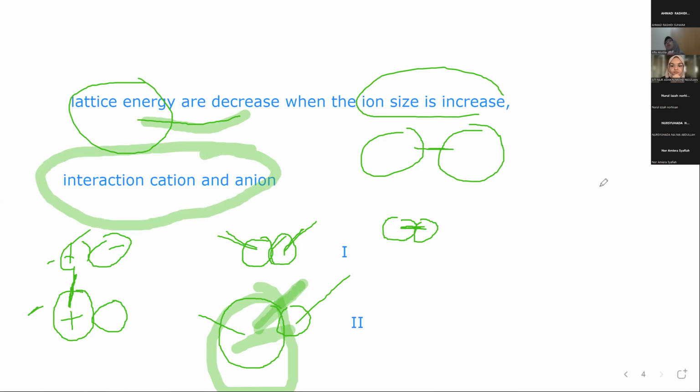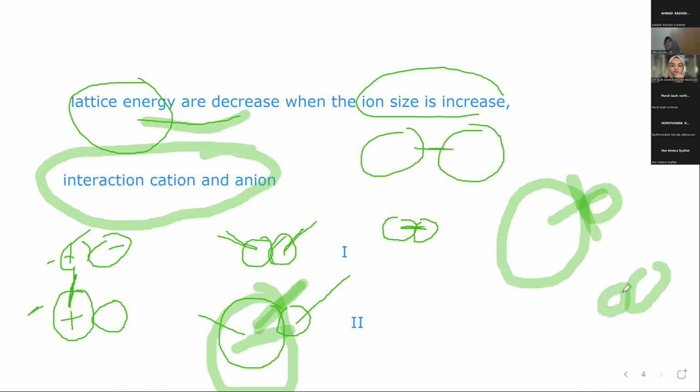I have a tennis ball, and then I have a basketball here. Of course, they have an interaction, but how about the strength? Of course, it is a weak strength. Then we compare with two tennis balls, maybe.